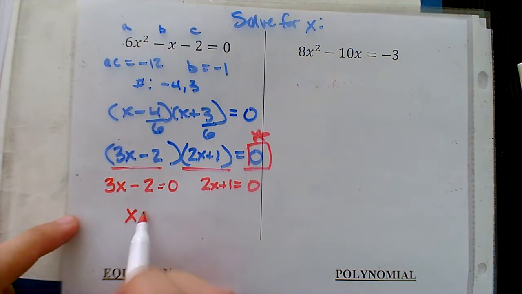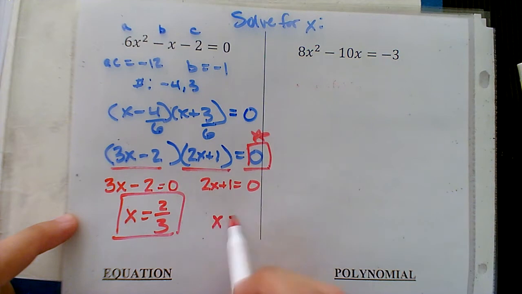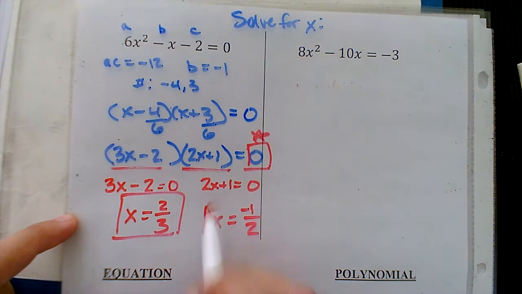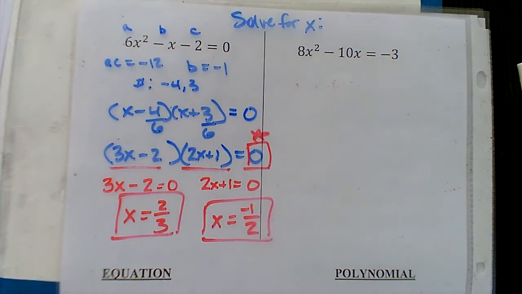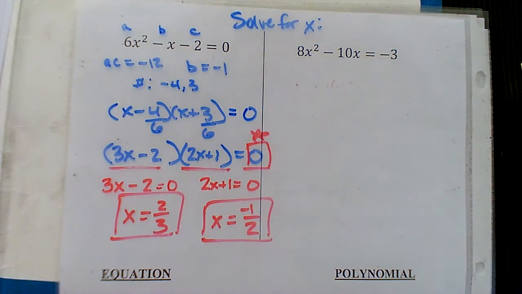So let's go from here. We can add the 2, divide the 3, and then subtract the 1, divide the 2. So we actually have two solutions, two numbers you could plug into that quadratic and would give you 0. What about the next one?